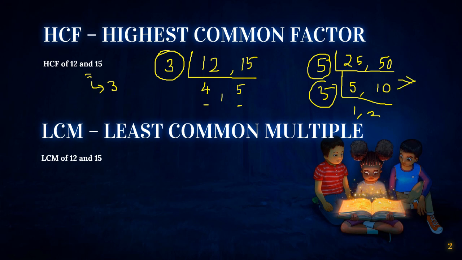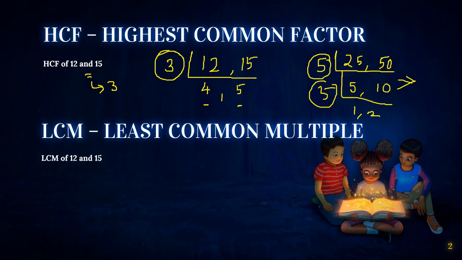Okay. So we will be prime factorizing. The moment we get a co-prime pair or co-prime set of numbers, we'll stop at that point, and the product of all these numbers on your left hand side is the HCF of those particular numbers.